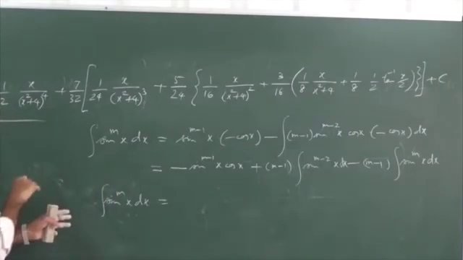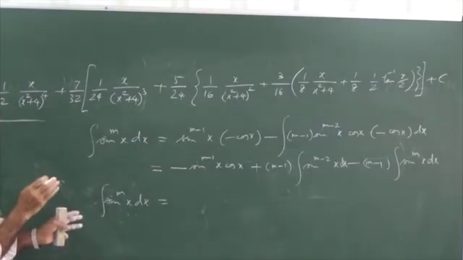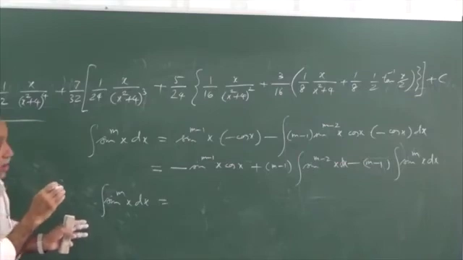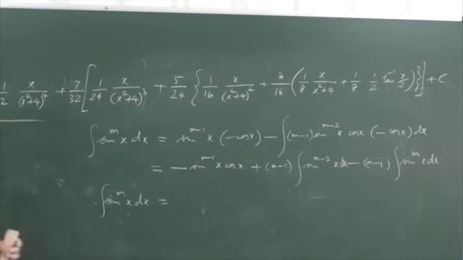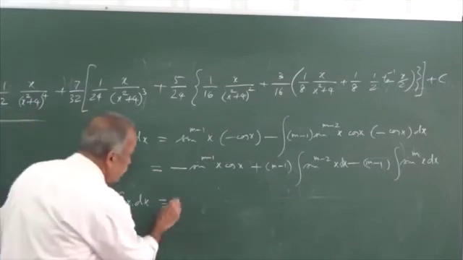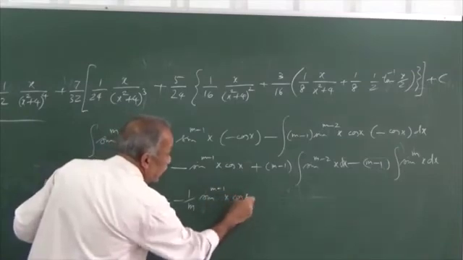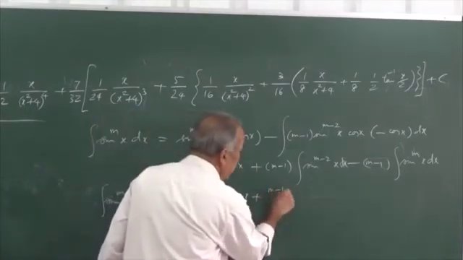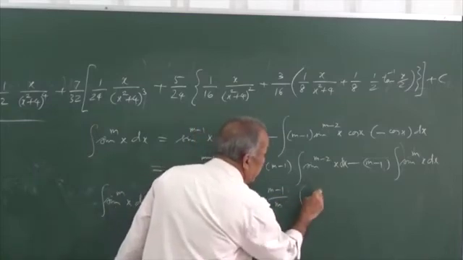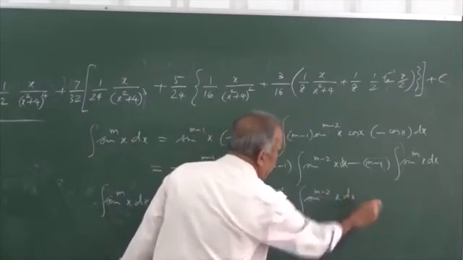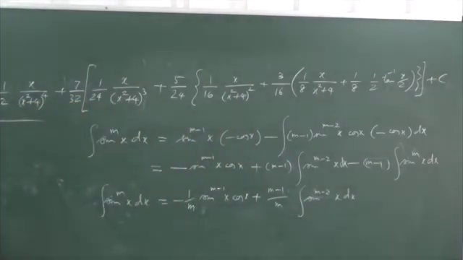When the last term is shifted to this side, coefficient becomes m. So, just m, is it not? So, we will have to divide throughout by m. Minus 1 by m sin to the power m minus 1x cos x plus m minus 1 by m integral of sin to the power m minus 2x dx. This is the reduction formula that can be used whenever you are required to integrate a function of this form.